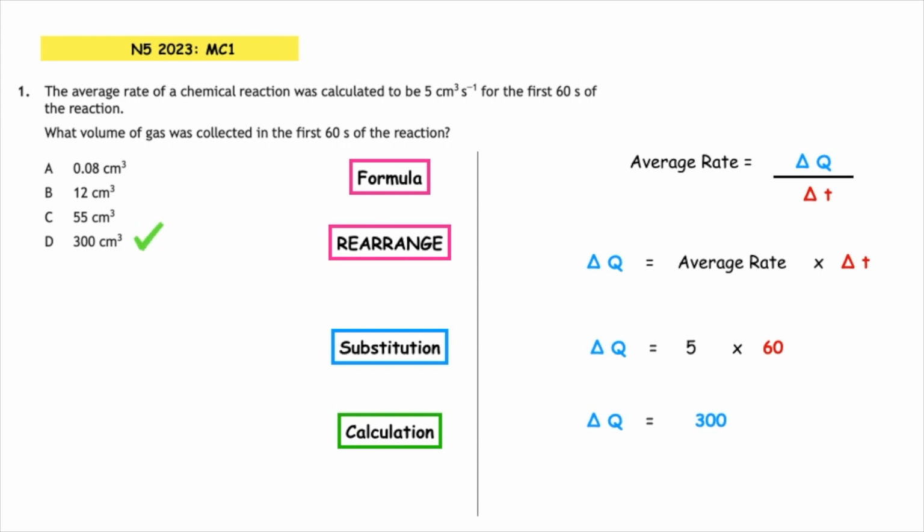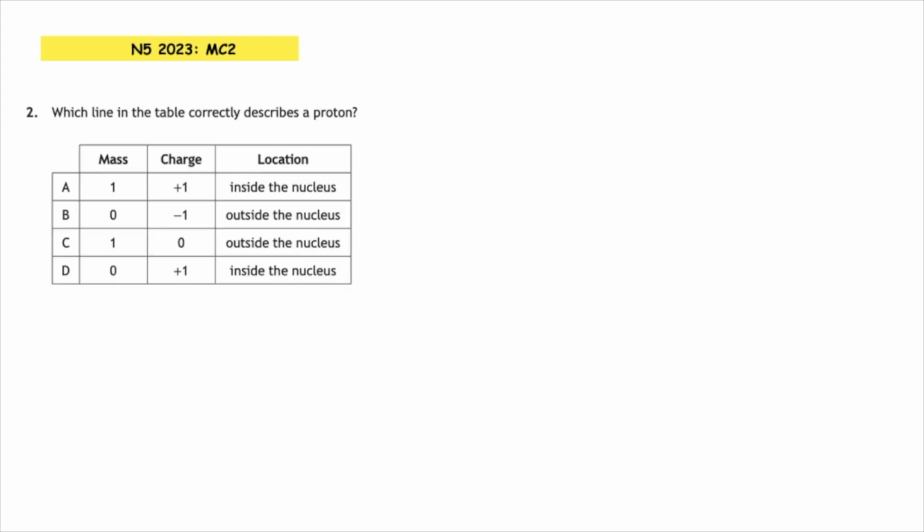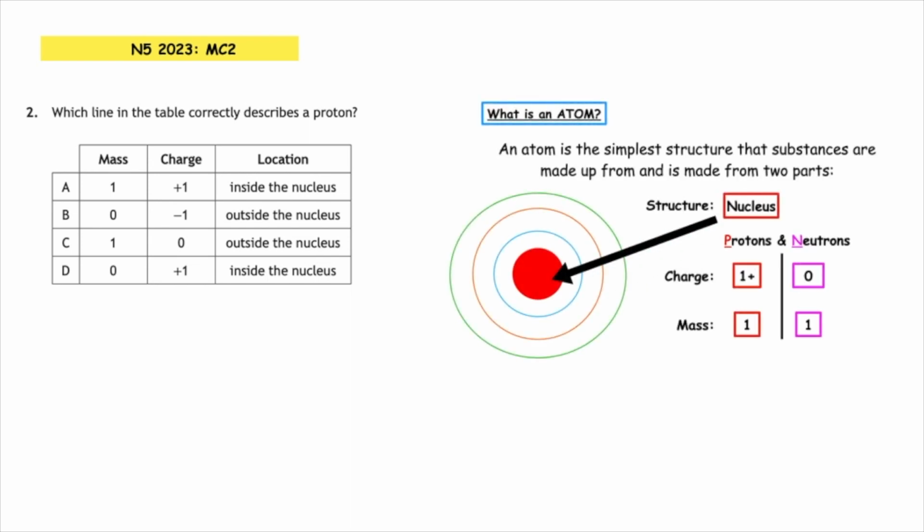Multiple choice 2, which line in the table correctly describes a proton? So remember that a proton is found inside the nucleus. Protons are positive, and because it's found inside the nucleus, which is a central part of the atom, it is going to have a mass of 1, which means the correct answer to this is multiple choice answer A.